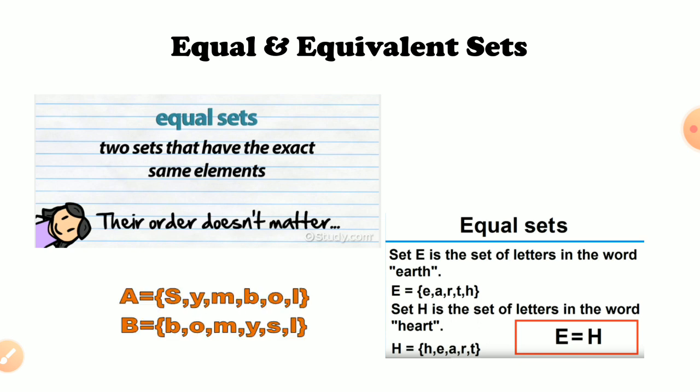One more example. Set A contains S, Y, M, B, O, L, 6 English alphabets, and set B has B, O, M, Y, S, L. Again, the elements of both the sets are exactly the same. So set A and set B are called equal sets. You may take different examples.